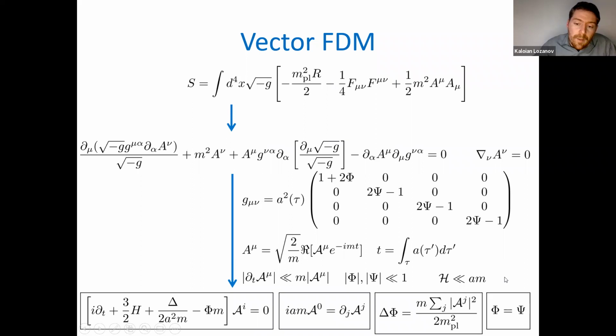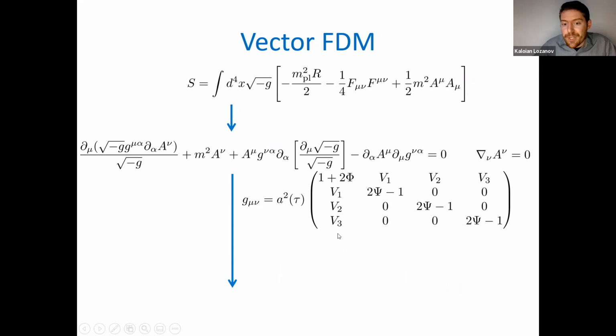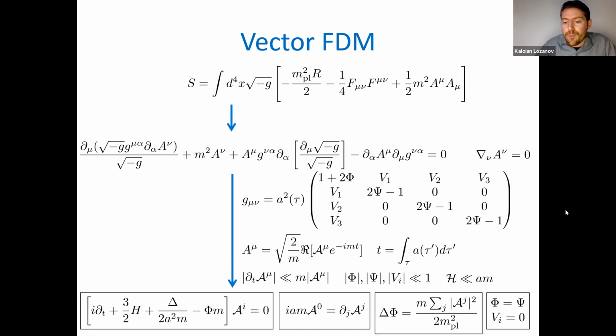Now, just for completeness, or just for fun, we can add vector perturbations to the metric. This doesn't change anything. Given the same assumptions, we arrive at the same system of equations. In addition to that, we have unsourced vector metric perturbations to leading order in the small quantities. This makes sense since vector metric perturbations always come with extra space-time derivatives with respect to the scalar metric perturbations.